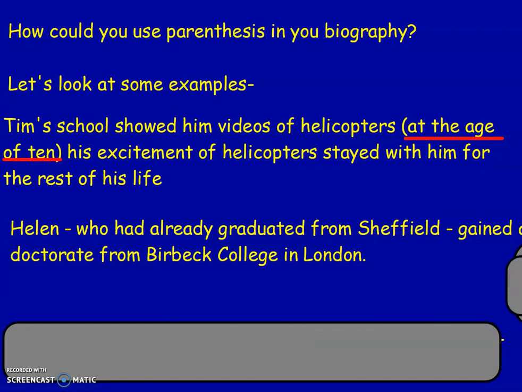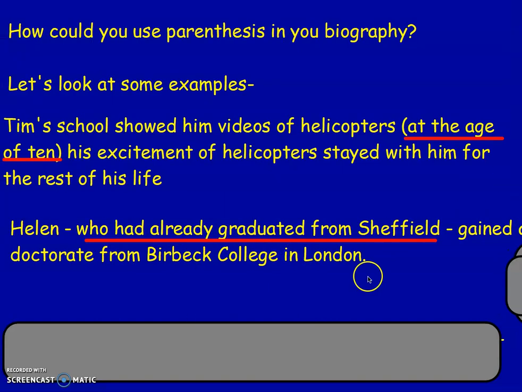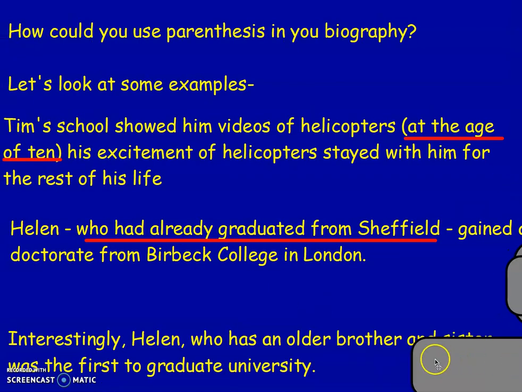So, here's one about Helen Sharman. Helen, who had graduated from Sheffield, gained a doctorate in Birkbeck College. So, we're talking about Helen gaining a doctorate, becoming a PhD of chemistry. So she's Dr. Helen Sharman, technically, from Birkbeck College in London, after she'd already graduated in Sheffield with a degree. So she's gone on to further education, and we've used parentheses there to add information about how she got her qualifications.